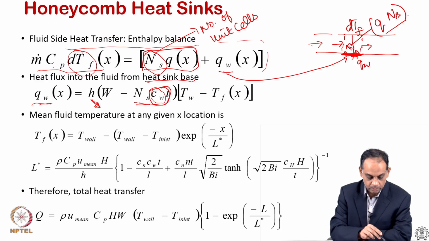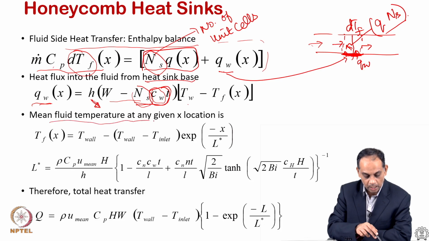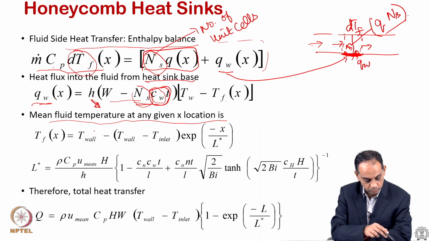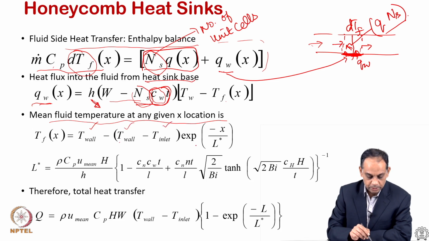So, that subtracted from the number of fins times the width gives the open area of the bottom plate per unit depth, and then T wall is the wall temperature that is kept constant, T wall minus Tf. Tf is yet to be found. We plug this into these expressions to write the mean fluid temperature at any given location. We look for Tf, and if we rewrite, we get Tf as a function of x equal to T wall, which is known, minus (T wall minus T inlet) times exponential of minus x by L star.